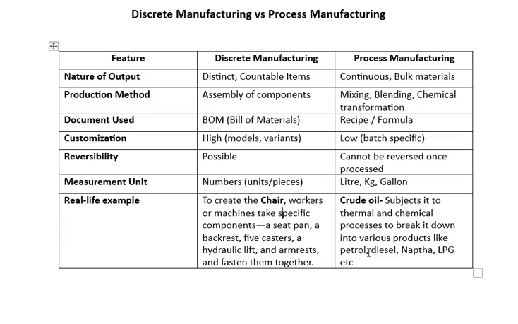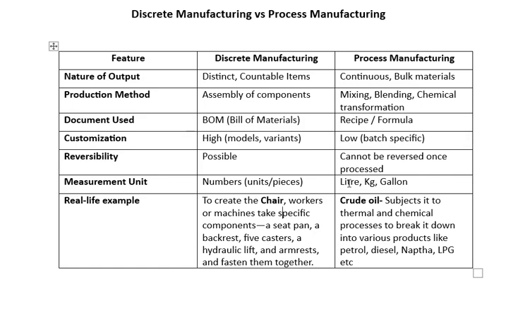But in process manufacturing, once the final product is produced, you cannot get back to the raw material, which is the basic definition of process manufacturing. Let's say you try to mix petrol or diesel to get back crude oil, which is impossible. So once the final product is available, you cannot get back to the initial raw material, which is crude oil in our case. Let's say you try to mix naphtha or LPG to get the crude oil, which is impossible.